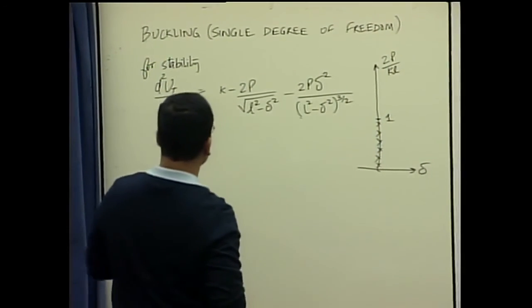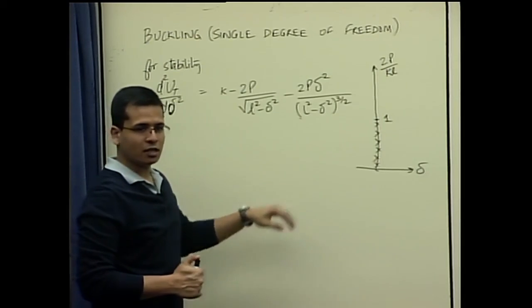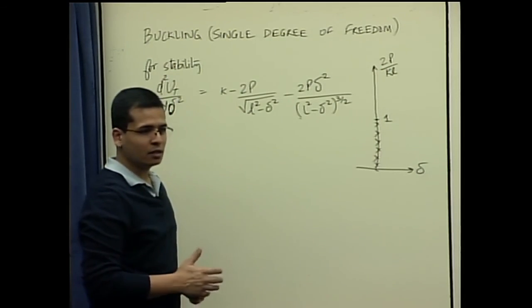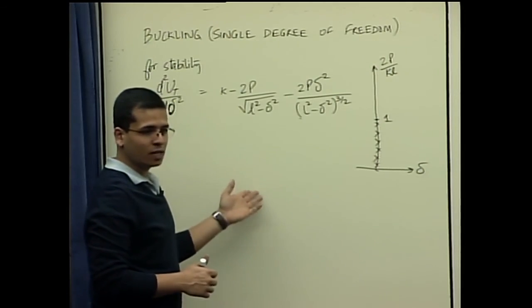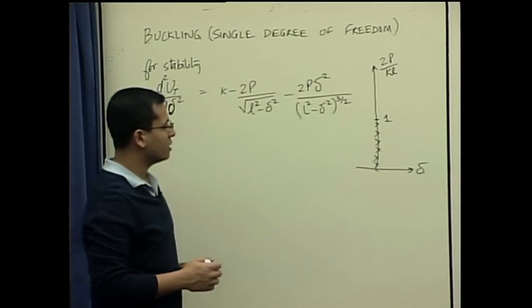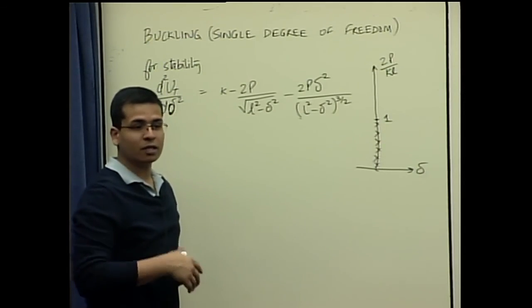So what we have to do now is find whether this second order differential is greater than 0 for the secondary path and the primary path. And if it is, then we will have a stable bifurcation or the stable post-buckling secondary path. But if it's not, then we will not have a stable path, so it will become unstable.